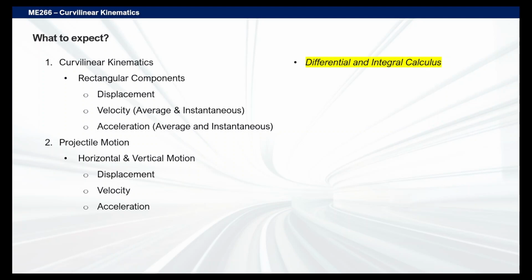velocity, and acceleration. We're going to be talking about projectile motion, horizontal and vertical motion, displacement, velocity, and then acceleration. Basically, projectile is a combination of horizontal and vertical motion, but technically you can solve it by components. The horizontal component part and the vertical component part. Again, hopefully you still remember your differential and integral calculus.